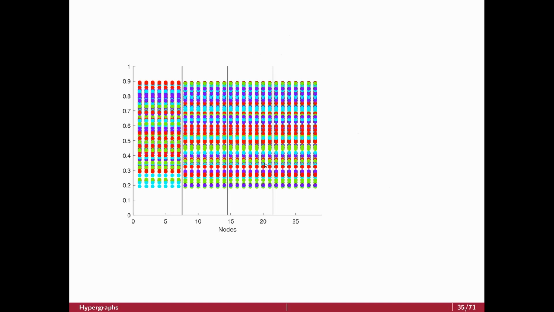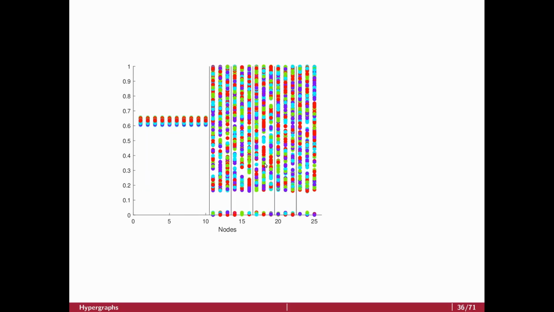Now this color code shows in which region the values actually are. And so this colorful picture indicates that we have chaotic behavior, but now we see that we have synchronization among all the central vertices, and we have synchronization among all the peripheral vertices, but the central and the peripheral vertices operate differently.